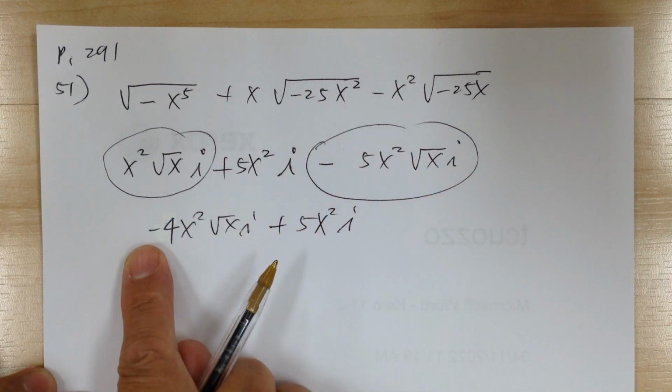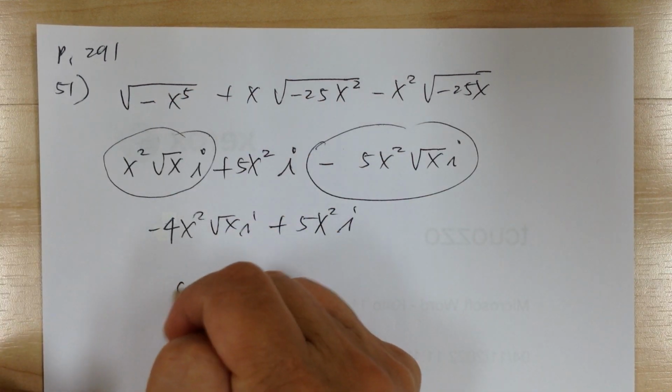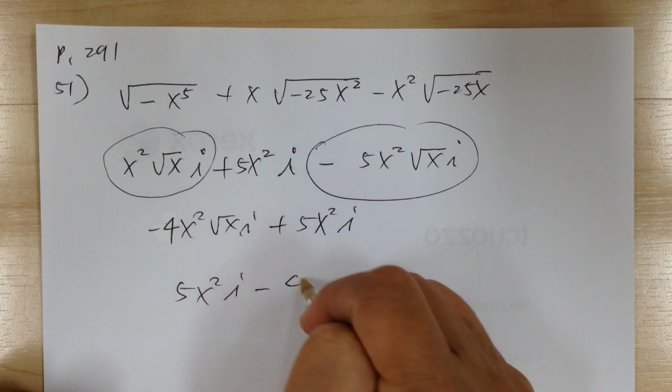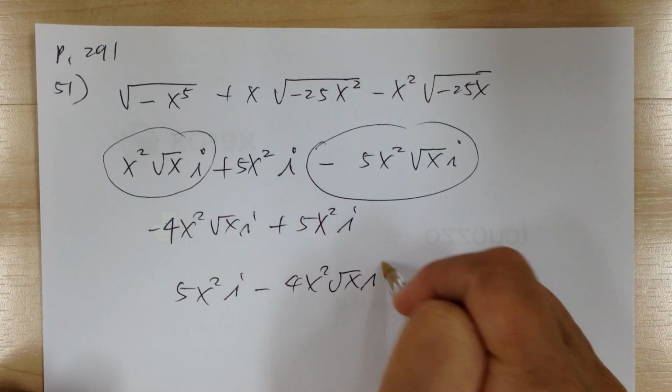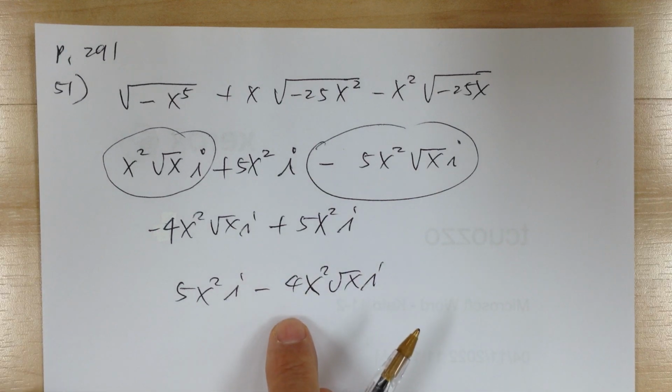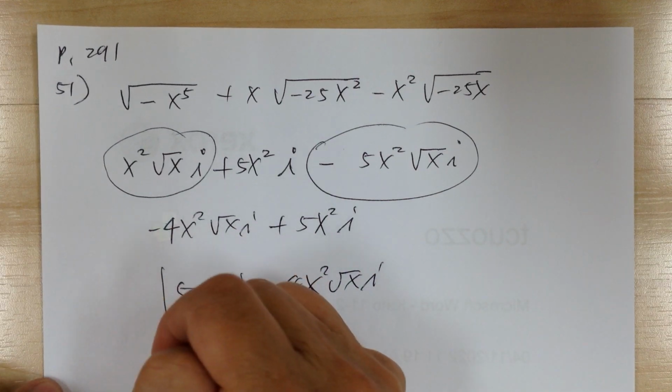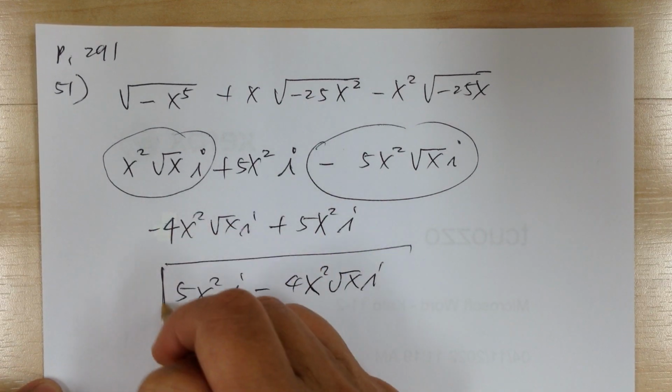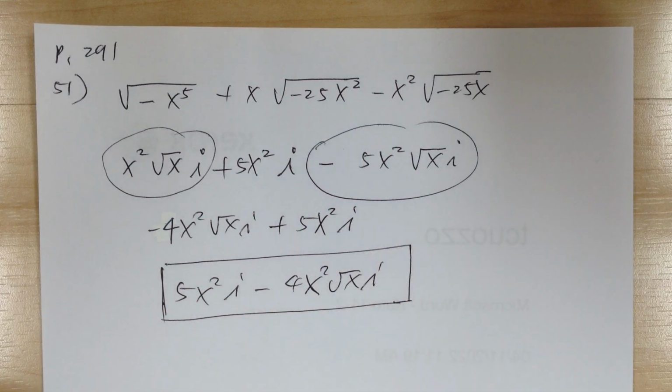Now, if you don't like the negative in front, you just switch the two. So you get 5x squared i minus 4x squared square root of x i. Okay, so this looks probably better. Normally you don't want to start with a negative in front. It looks kind of awkward.